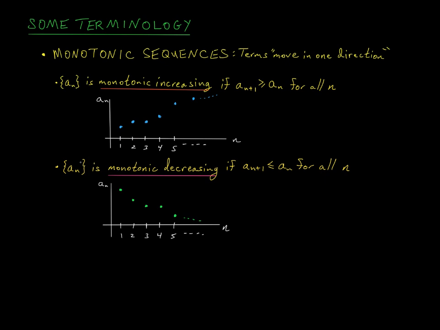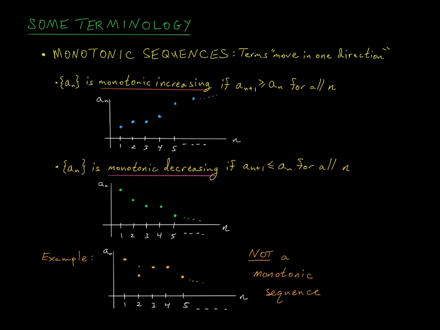Likewise, I say that a sequence is monotonic decreasing if a sub n plus 1 is less than or equal to a sub n. So that's going to say that the terms can go down, or again, I could potentially flatline. But what I cannot do is start to increase. Okay, so monotonic increasing up here, decreasing here.